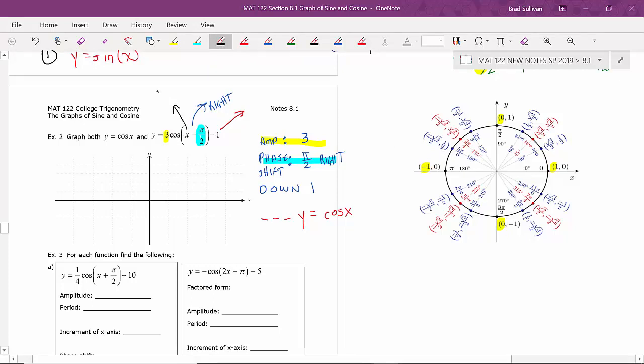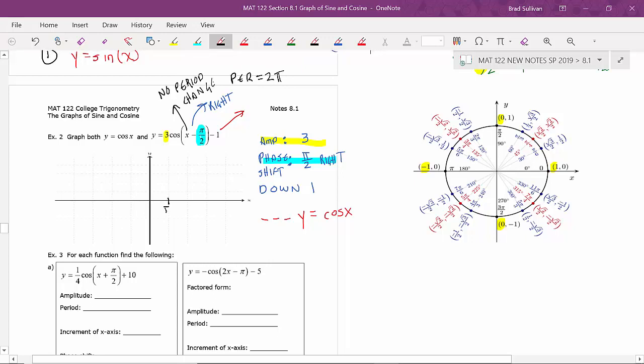There's no number in front of x, so there's no period change. So that means we use standard points. That means the period is 2 pi. So we just go by 90-degree increments any time that happens. So we're going to go ahead and set this up.